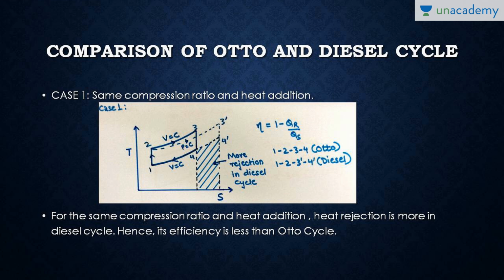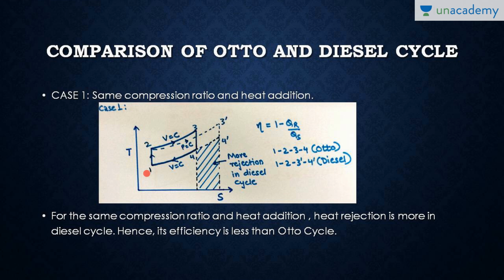Now I have to draw the diesel cycle keeping in mind the same compression ratio and heat addition. So 1 to 2 is the same compression for the diesel cycle. Now 2 to 3 dash is heat addition at constant pressure. Why have we taken it till 3 dash? Because 2 to 3 is heat addition in the Otto cycle and we have to keep the heat addition the same, as the condition says. So we have extended this line till T3 dash because the area under 2 to 3 should be equal to the area under 2 to 3 dash, because heat addition is the same in both, right?